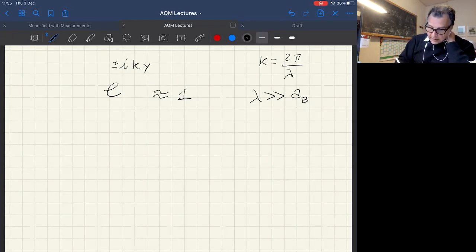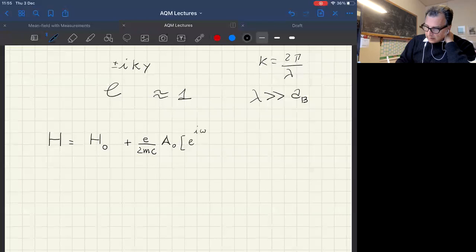This means that the Hamiltonian is further simplified, and we just have H0, which is the one of the hydrogen atom. And then we have e over 2mc A0. And then we have e to the i omega t plus e to the minus i omega t. And then we have z, which is the unit vector, dot p.